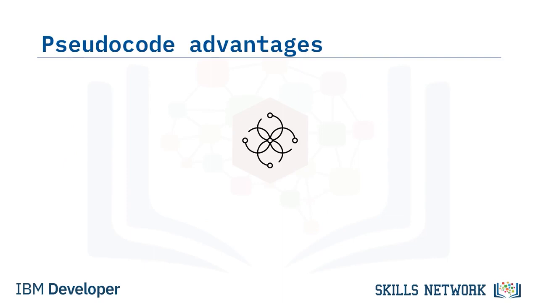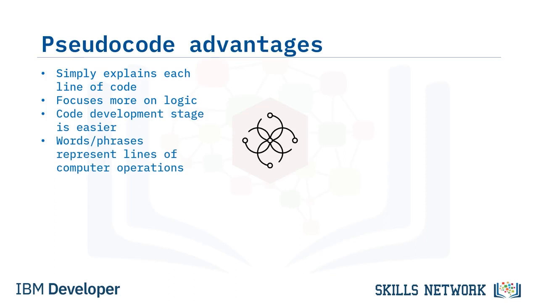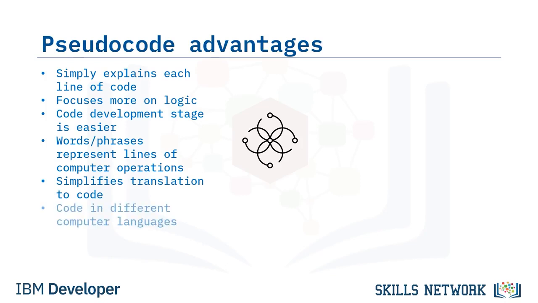The main benefit of pseudocode is that it's simple and explains exactly what each line of an application should do. The coder can focus more on logic than on program language syntax. Removing the distractions of coding when using pseudocode makes the code development stage easier. Words and phrases in pseudocode represent lines of basic computer operations that simplify translation from the pseudocode algorithm to the specific programming language. Pseudocode allows programmers working in different computer languages to interact with each other.